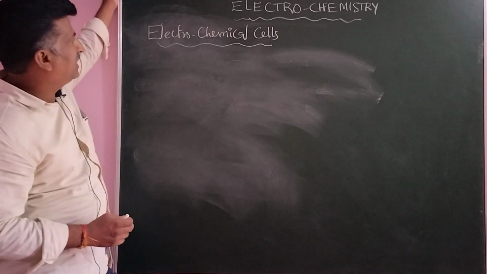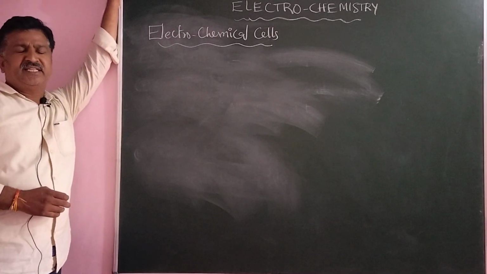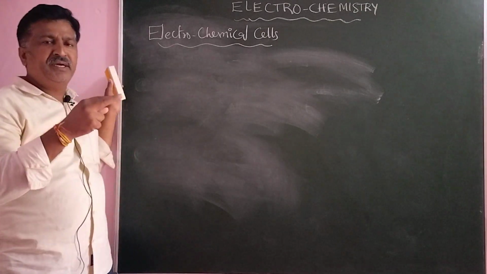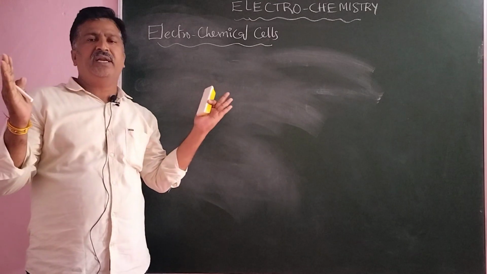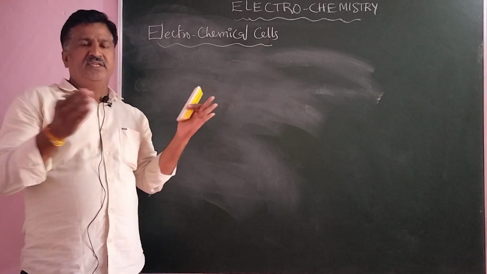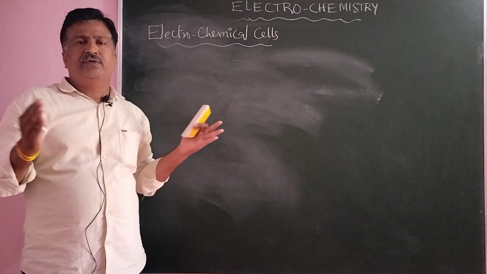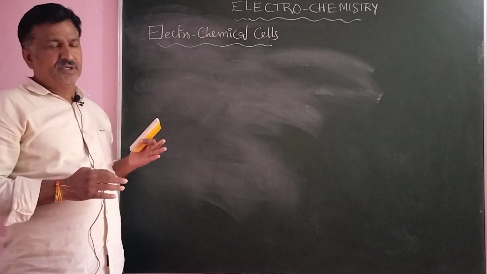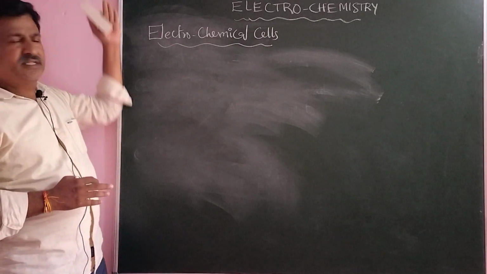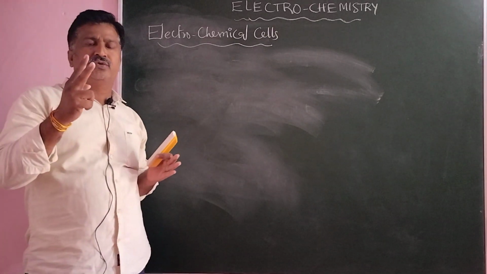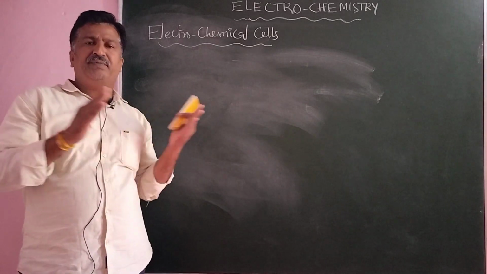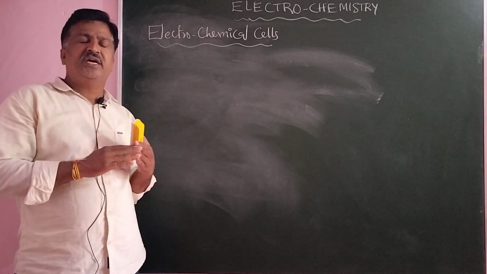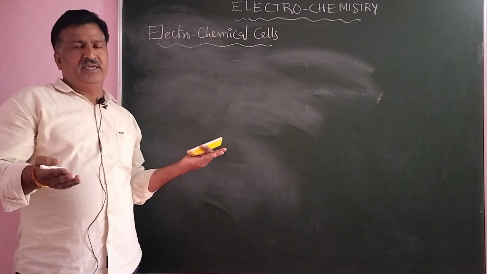But how can we define these electrochemical cells? These are the devices in which two metal electrodes are dipped in the same or different electrolytic solutions. What are these electrolytic solutions? These are the aqueous solutions of acids, bases or salts. So these electrochemical cells are the devices which convert chemical energy into electrical energy and electrical energy into chemical energy.